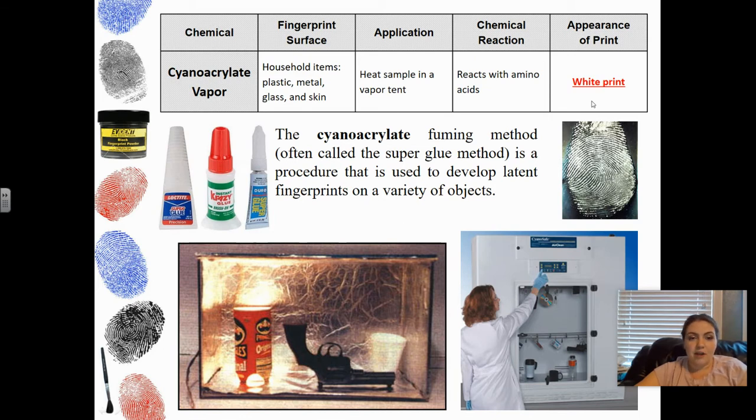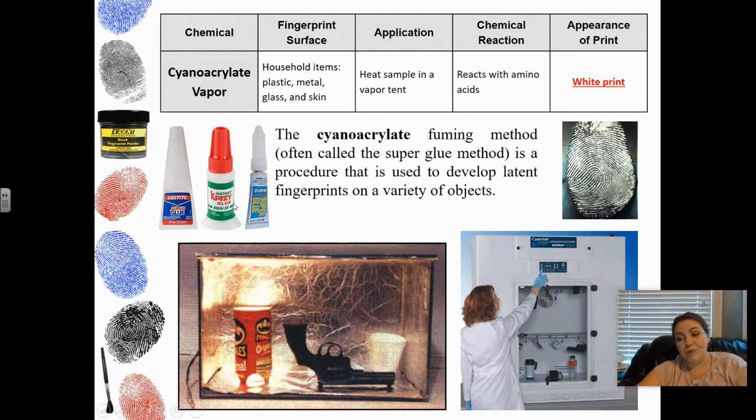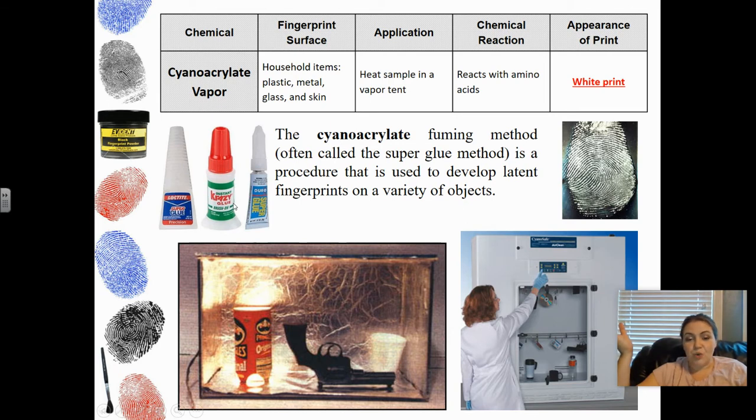Cyanoacrylic vapor is the other one we tend to test. Cyanoacrylic vapor is the fuming method. It's often called the superglue method because what they actually use to fume it is superglue. So pretty easy to do. This one, I was going to say you could do it at home, but you're missing the other chemical. So never mind. There's another chemical you have to use with the superglue.